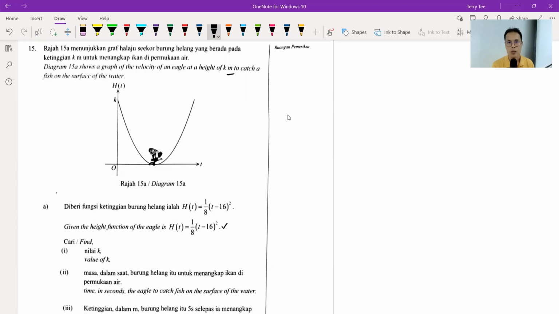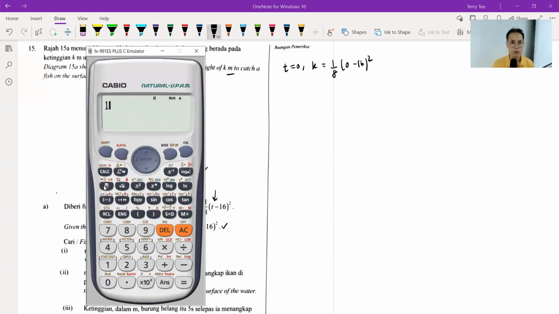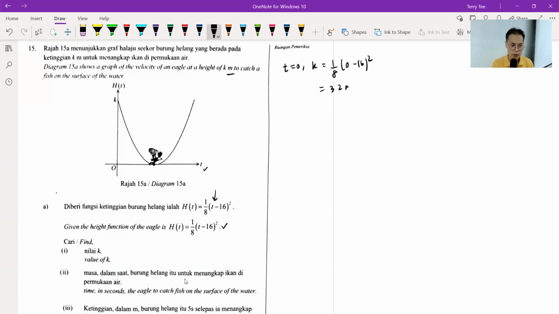Okay, k is your y-intercept. In this case, your h(t) happens when t is 0. t is the initial time, right? So we basically substitute t equals 0 to find your k. When you put t equals 0 inside, you get 1 over 8 times (0 minus 16) squared. Let's take 16. 1 over 8 times 16 squared. The negative, if you square it, is still positive. So this will give us 32. Yeah, your k value is 32.